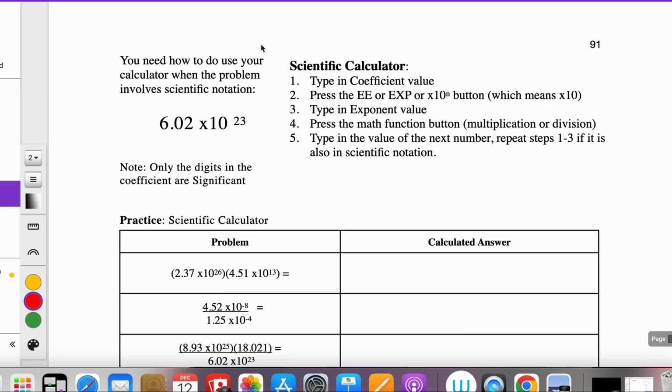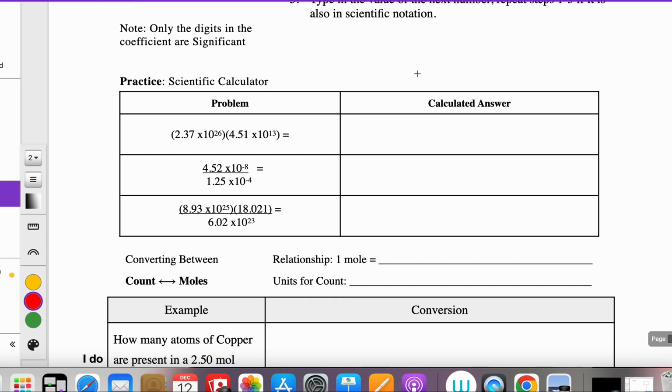Page 91. During this unit, we will be using extremely large numbers and extremely small numbers in our calculations, which will require us to do the math and use numbers that are in scientific notation. In class, we talked about how to input scientific notation into your individual calculators. So here are steps that are a reminder. If you're not sure of how to do it or you don't remember, then you need to ask me about it. But here are a couple of problems that you can check yourself.